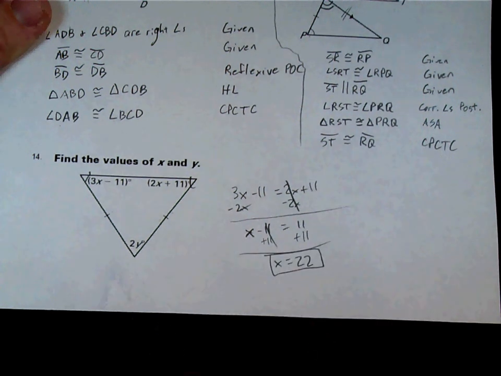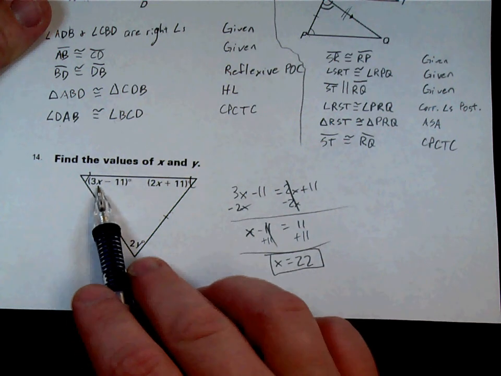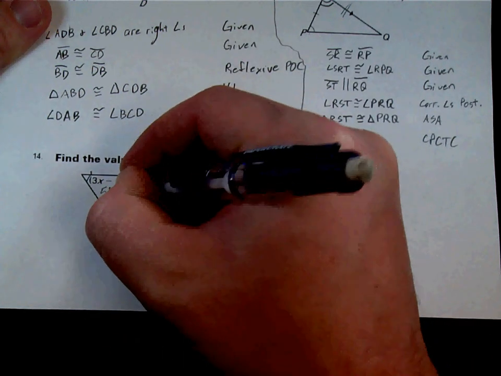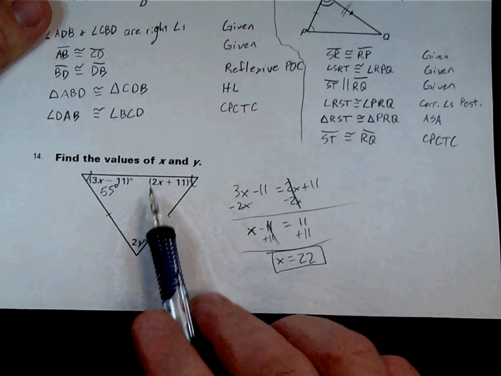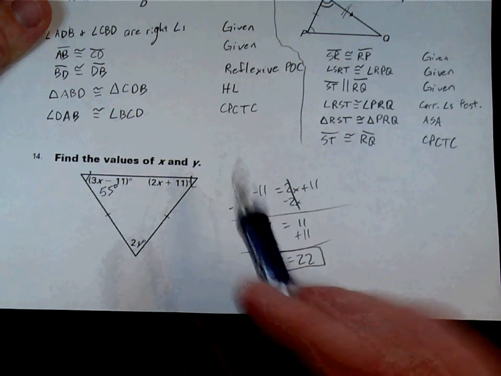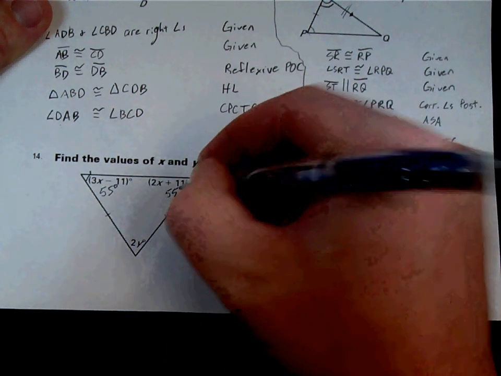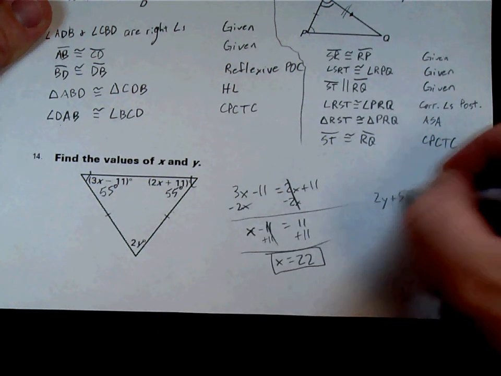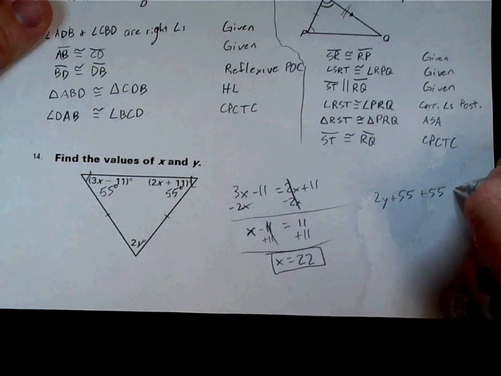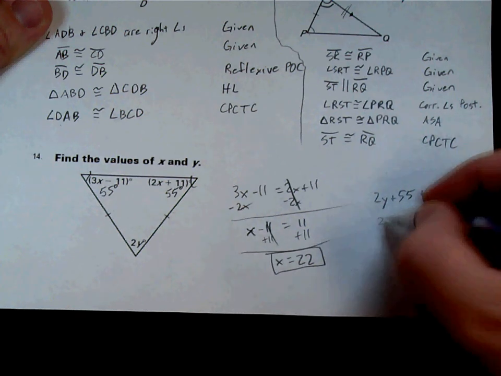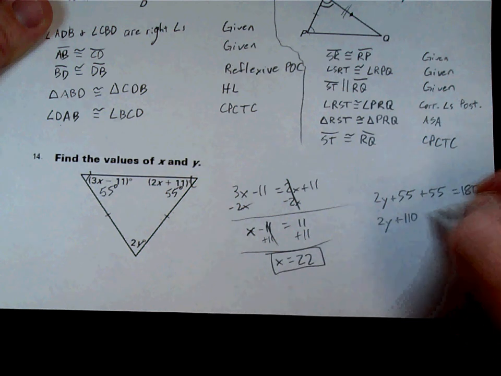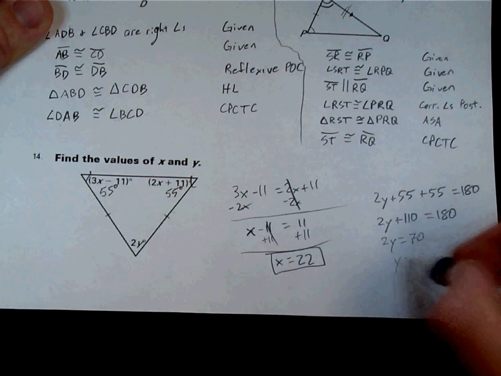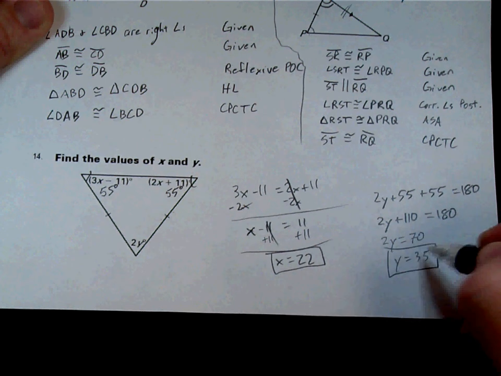Now to figure out what y is, I'm going to need to plug in 22. 3 times 22 is 66. 66 minus 11 is 55. That's a 55-degree angle there. Plug it in over here. It should say the same thing. 2 times 22, that's 44. 44 plus 11, that's 55. Those are both 55-degree angles. I know all three angles add up to 180. So I can say that 2y plus 55 plus 55 is equal to 180. So y has to be 35.